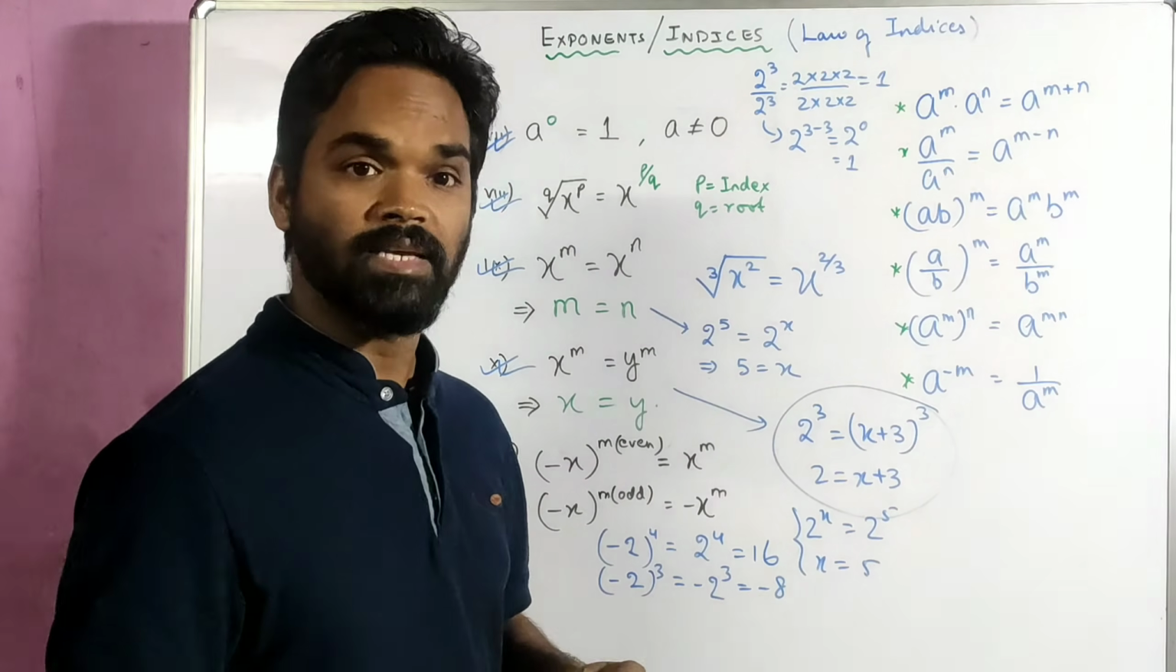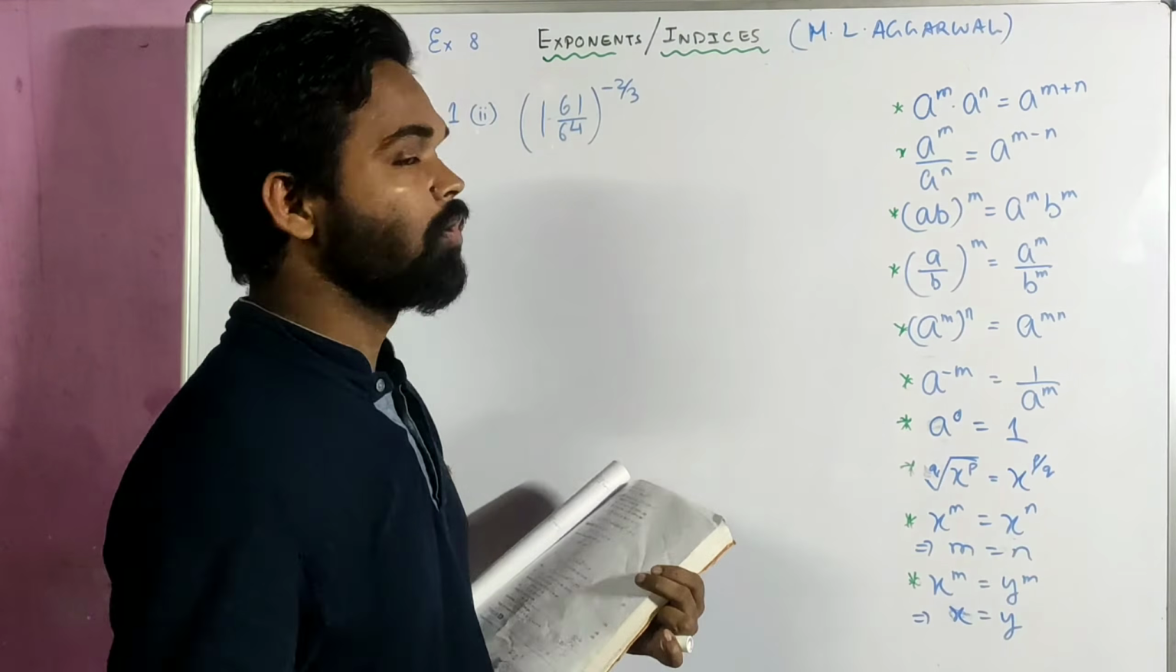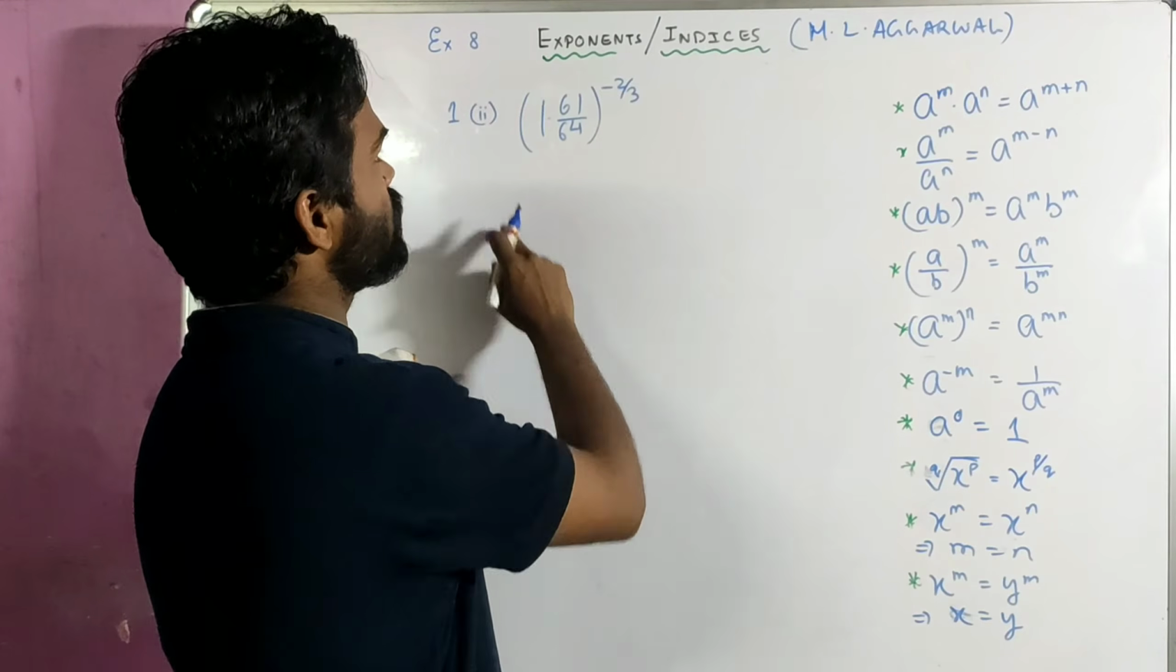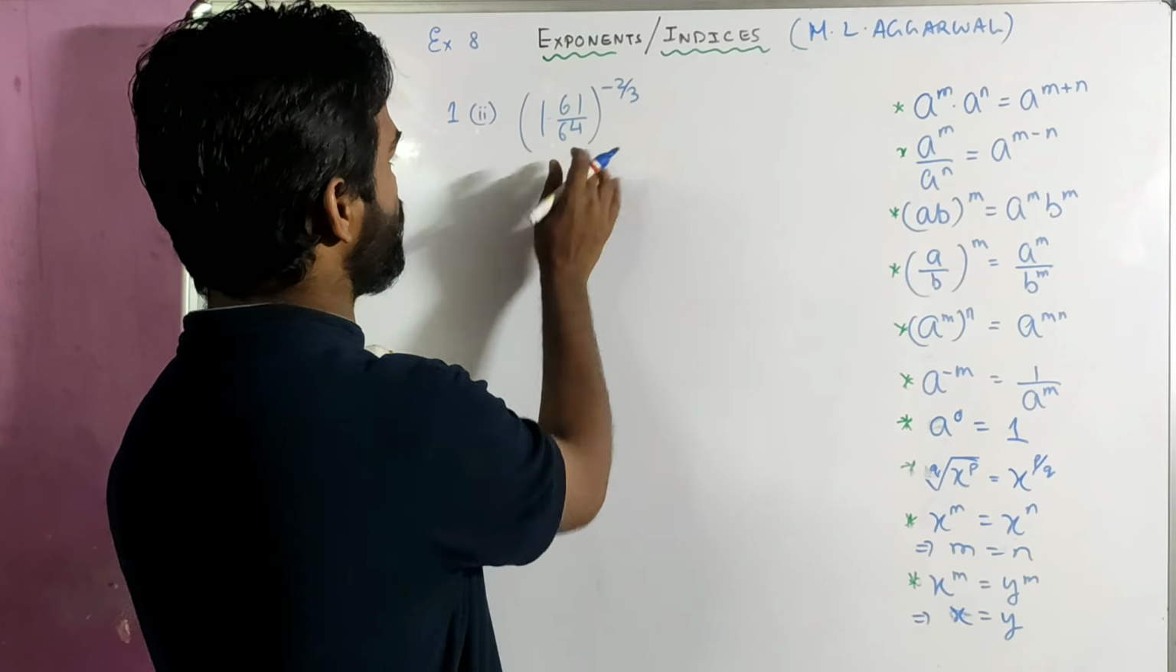Now we'll look at some numericals from the chapter. Now let us look at sum number 1 part 2. It's exercise 8 from Aggarwal. Now they've told us to find the value of this.